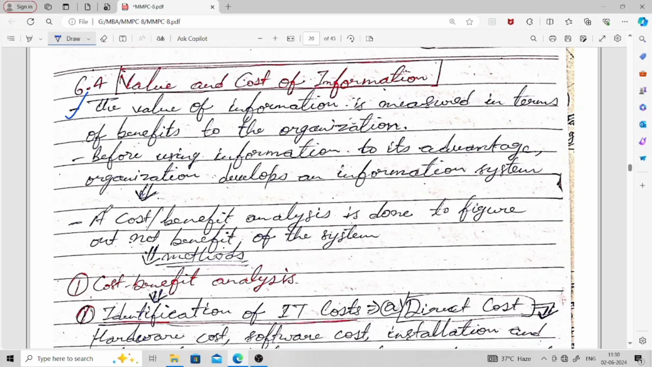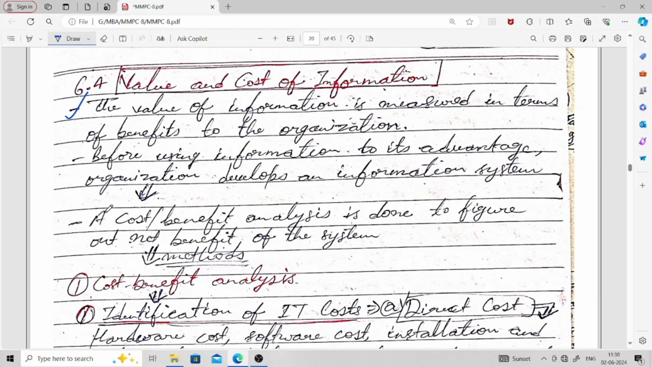Before using information to its advantage, an organization develops an information system. The information system is for collecting data, then doing some kind of processing on the data, and accordingly you get the information, and then you use that information for your need. That's what constitutes the information system. A cost benefit analysis is done to figure out whether there is a net profit from the system or not. If it is profitable, we use the information system, and if it is not, we do not try to use it.